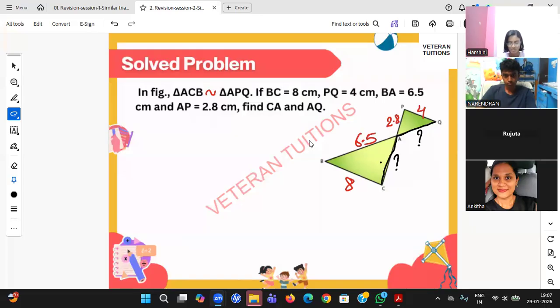Yes, Narendran, right answer. Harshini, no, I don't think so. Rujita, half answer right. Ankita, half answer right. Again, next half answer check. Mega, only half answer is right. First one is wrong.